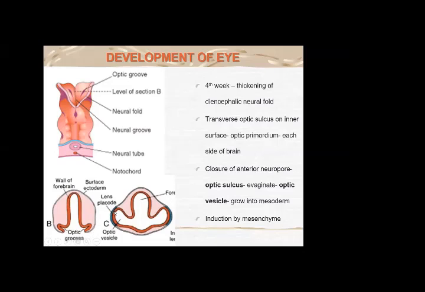The formation of this optic vesicle, why is it formed? It is formed because this mesenchyme induces the forebrain to grow deeper and become this structure, which is the optic vesicle. The optic grooves are induced by the overlying mesenchyme to develop into optic vesicles.